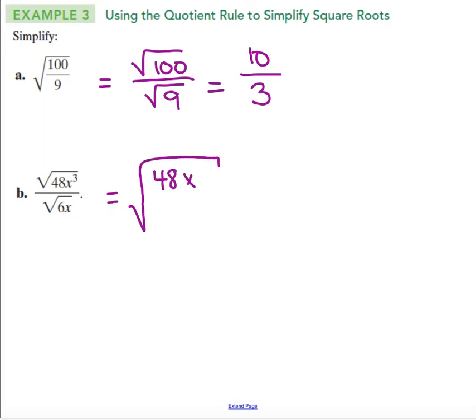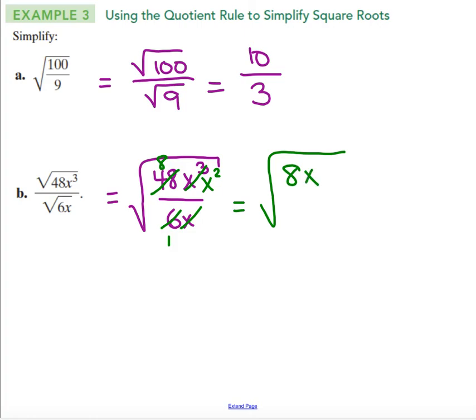So 48x cubed over 6x. Now, see if we can simplify 48x cubed over 6x. So we'll go underneath and cancel out an x. This now becomes an x squared, and that x is now just a 1. Now we think about, can we reduce 48 and 6? Yes, we can. This reduces by 6. This will become an 8, and this becomes a 1. So underneath now we have 8x squared over 1.